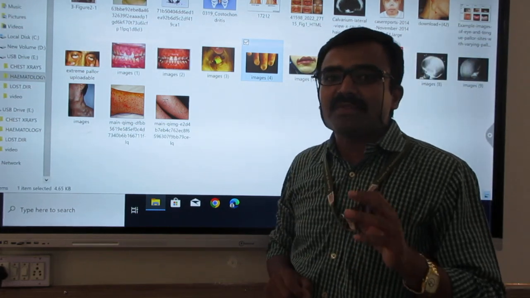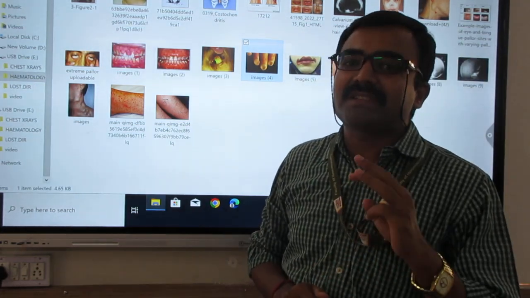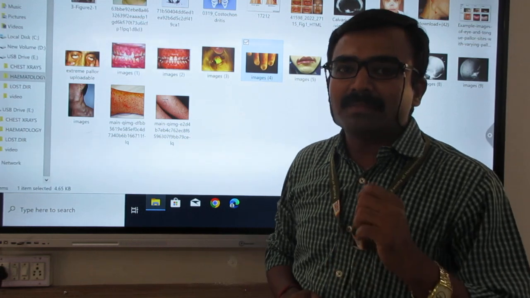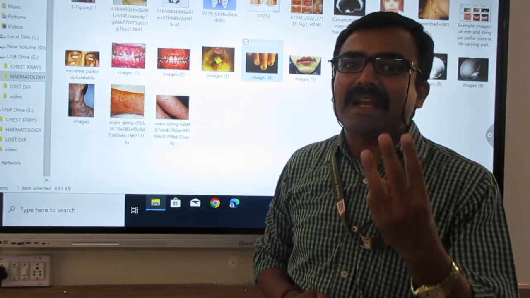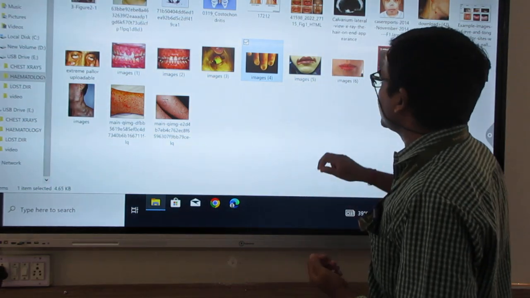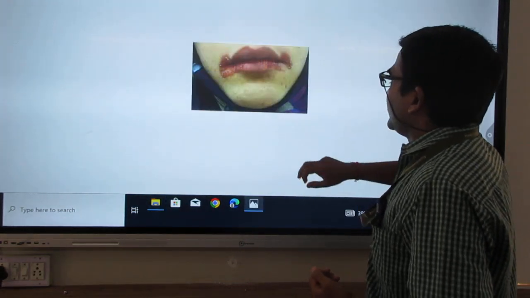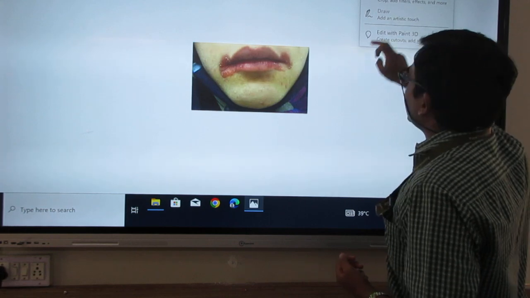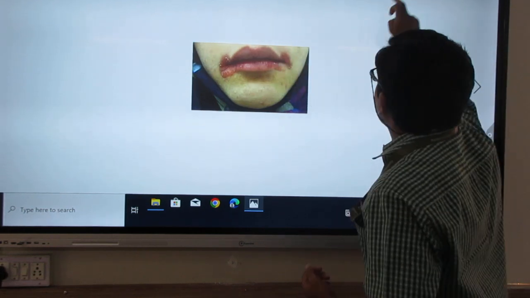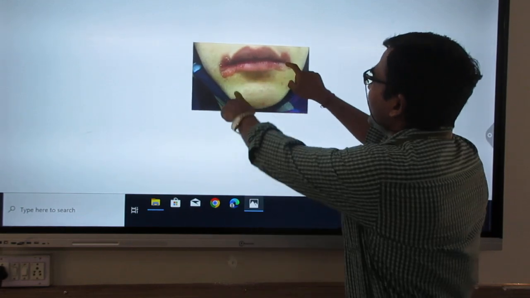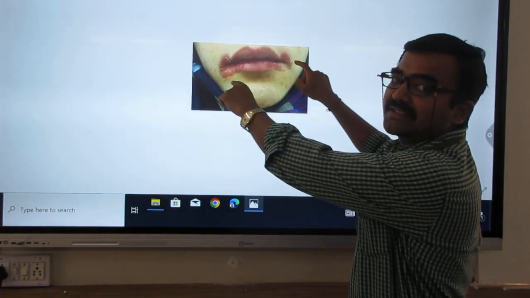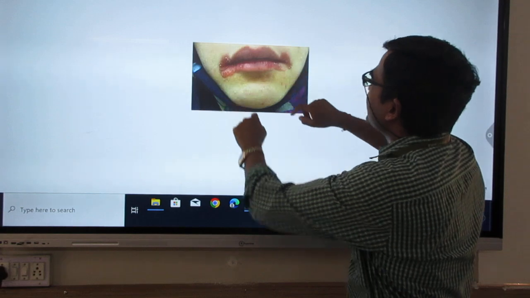Similarly, vitamin B12 deficiency presents with three different signs. The patient will have glossitis, angular stomatitis, and cheilitis. I will show you some images. In this image, see at the corners of the mouth. They are ulcerated. This is called angular stomatitis.